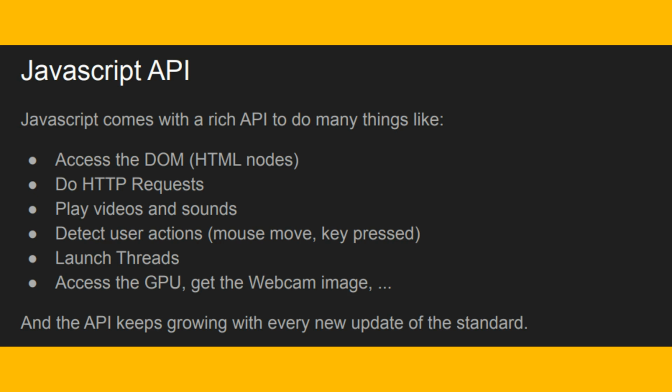You can also launch threads. You can access the GPU, get the camera, get the webcam image, access your location. Those are JavaScript APIs. We're going to practice them later, and the API keeps growing with every new update of the standard.